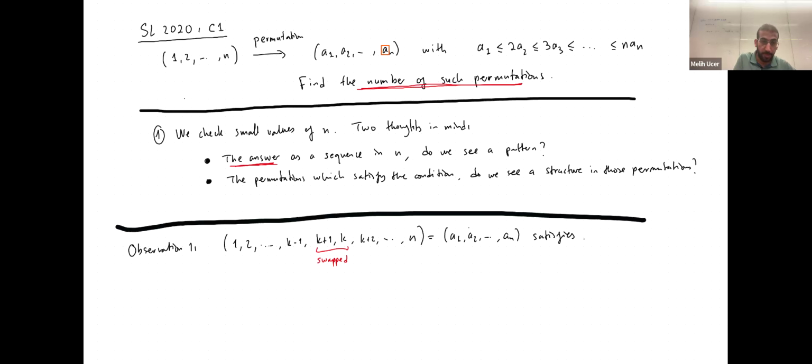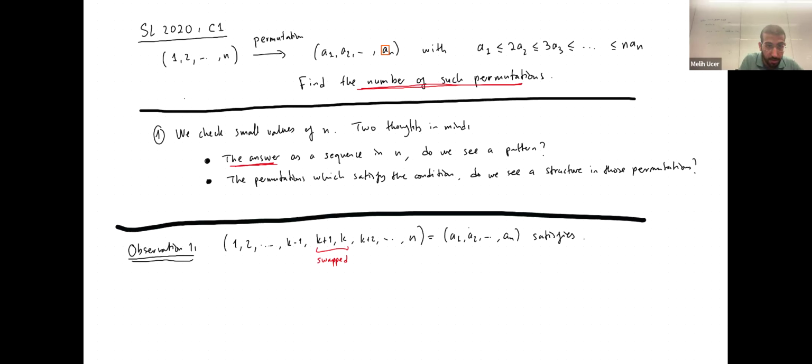So let's quickly verify this observation. What we need to verify is the inequalities. Obviously, the inequalities in this part clearly hold because the numbers are actually increasing. And they are multiples. So 1 times 1, 2 times 2, 3 times 3, k minus 1 times k minus 1. And now we have k plus 1 times k.